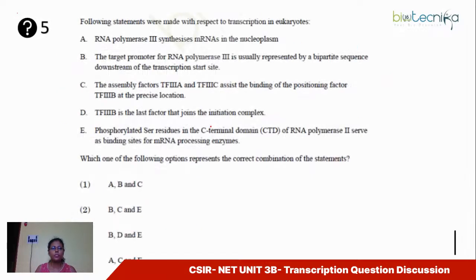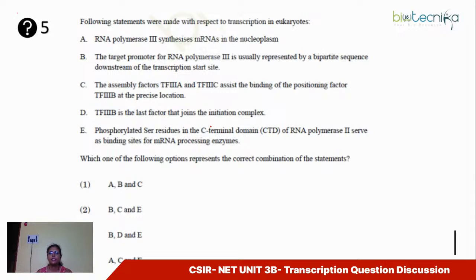Moving to the fifth question. So the following statements were made with respect to transcription in eukaryotes. First statement, RNA polymerase III synthesizes mRNA in the nucleoplasm. The target promoter for RNA polymerase III is usually represented by a bipartite sequence downstream of the transcription start site.